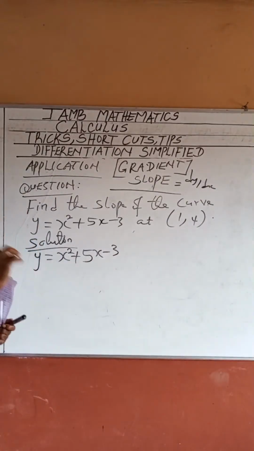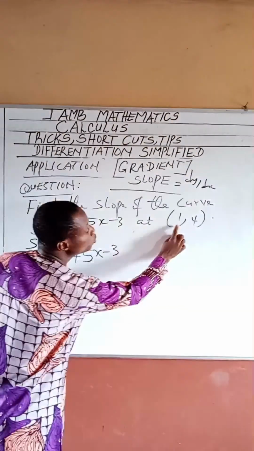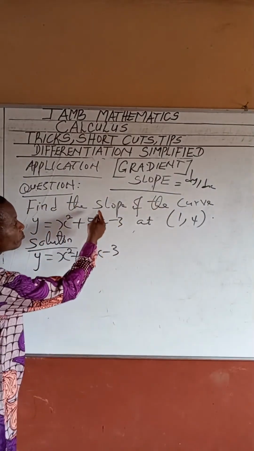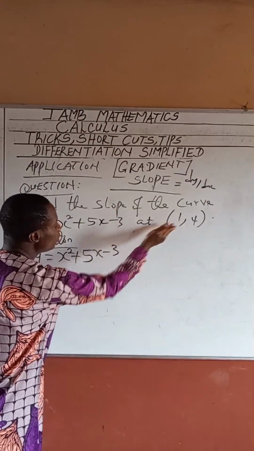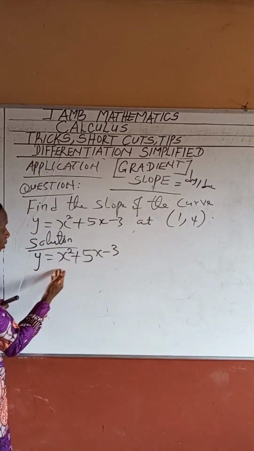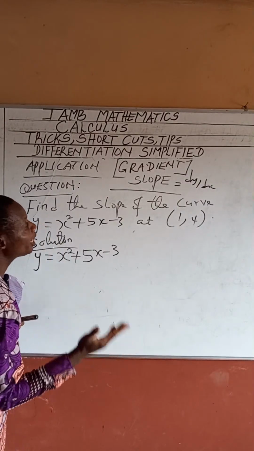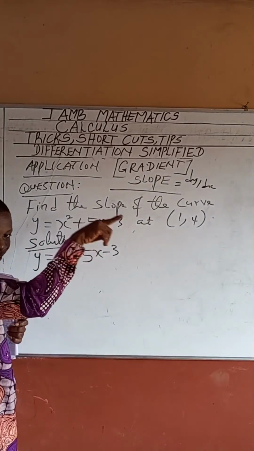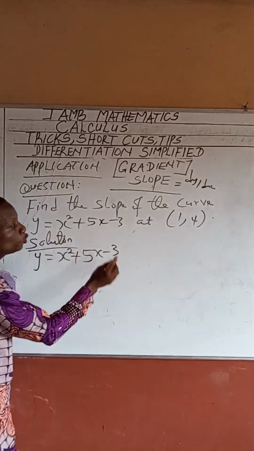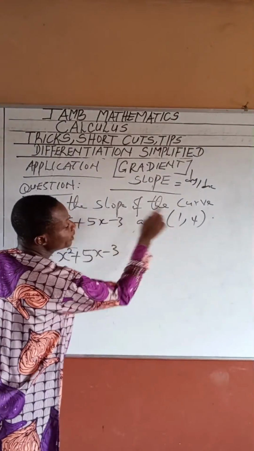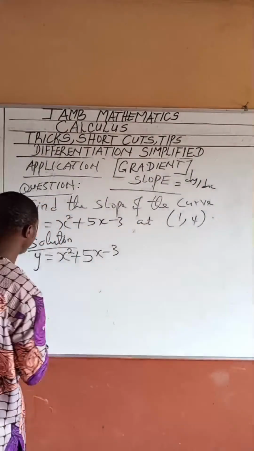Now, let me show you the trick here. Remember, they gave us 2 points, but we don't need the 2 points. Why? Because we are just going to substitute the value of x here. When you differentiate, there will be no y again. What you now have is dy dx, no longer y. So you neglect the y coordinates, and choose only the x coordinates. Don't forget, this is very important.